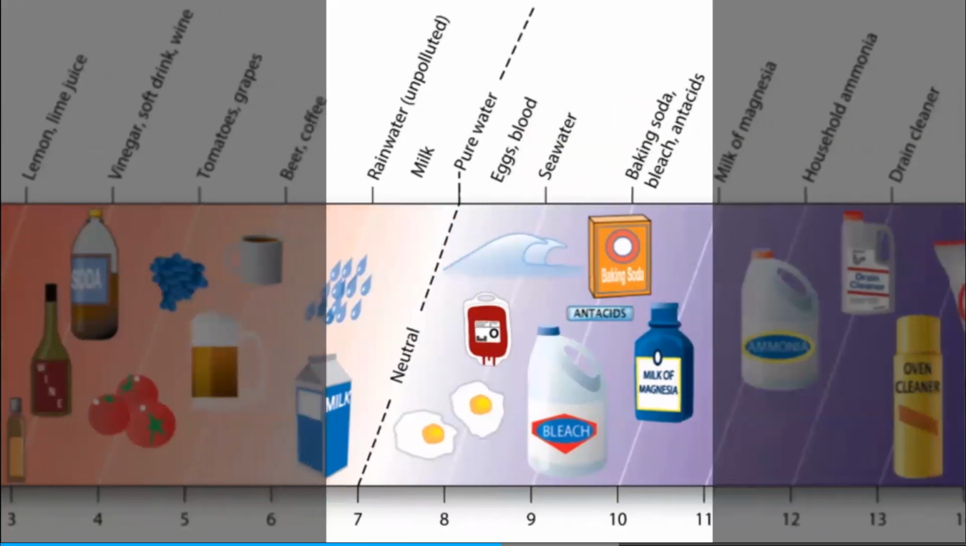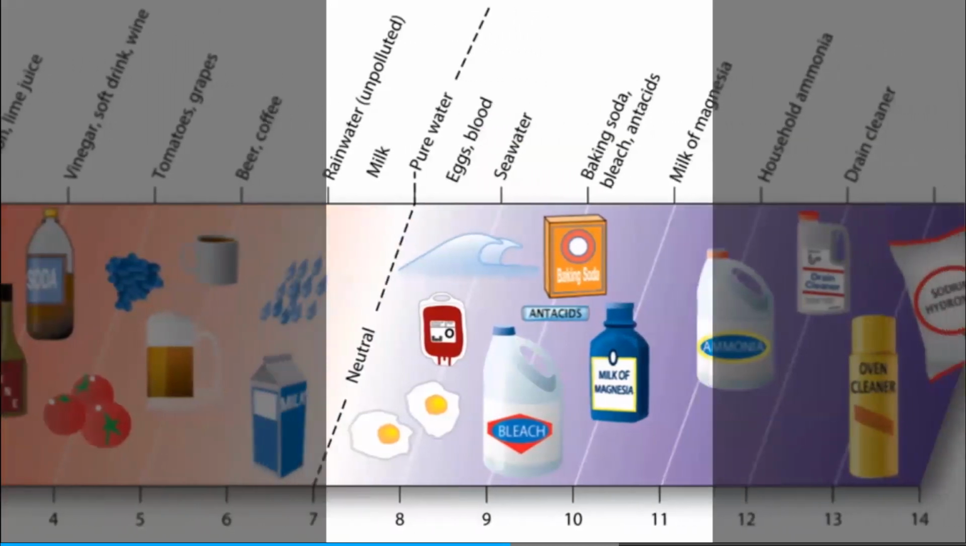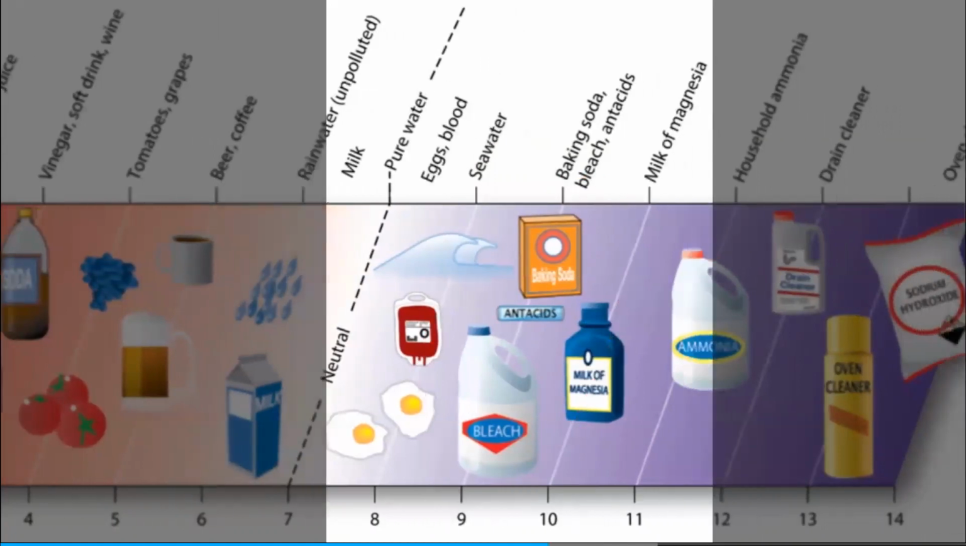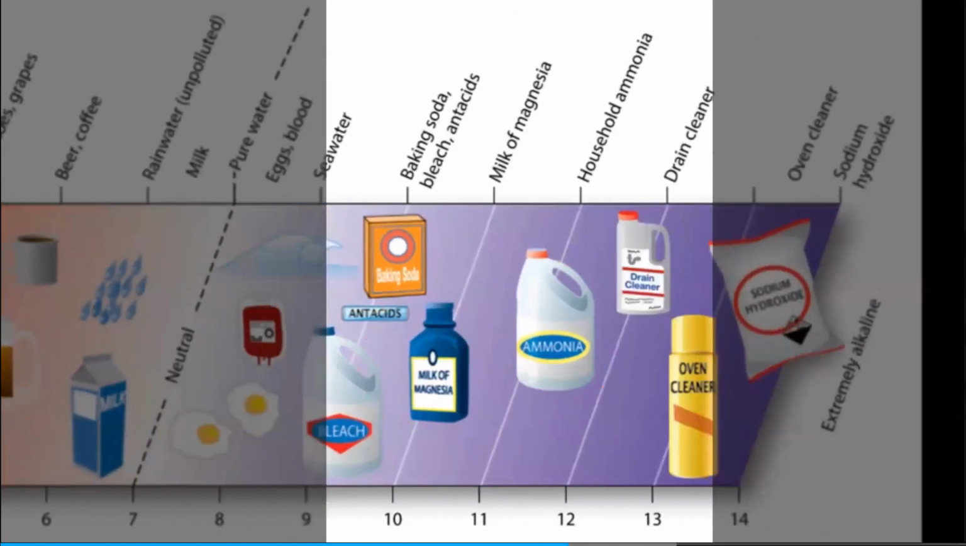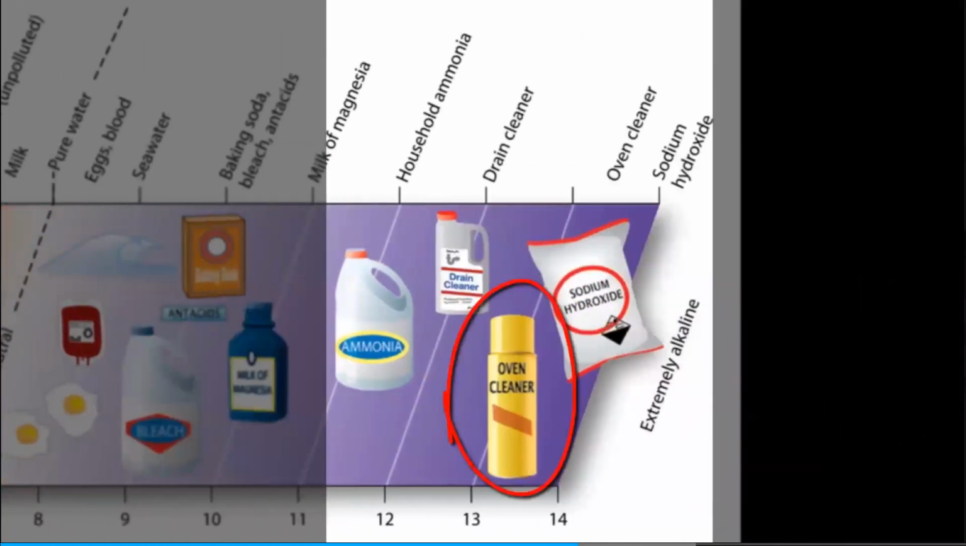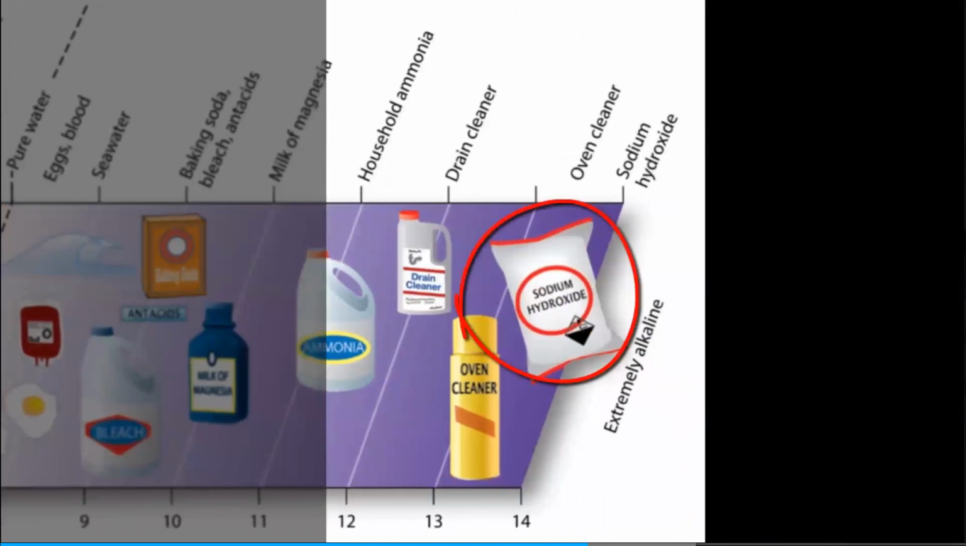So now let's go up the scale and check out some of the different substances that you might be familiar with as examples. You've got bleach, antacids, and baking soda, which are more alkaline than the seawater, and milk of magnesia is even more basic or alkaline. Then ammonia, and then drain cleaner, and then oven cleaner, and finally sodium hydroxide, which is also sometimes called lye. Sodium hydroxide or lye is used to cure some types of food like olives, and it's also used in making soap and other household cleansers.